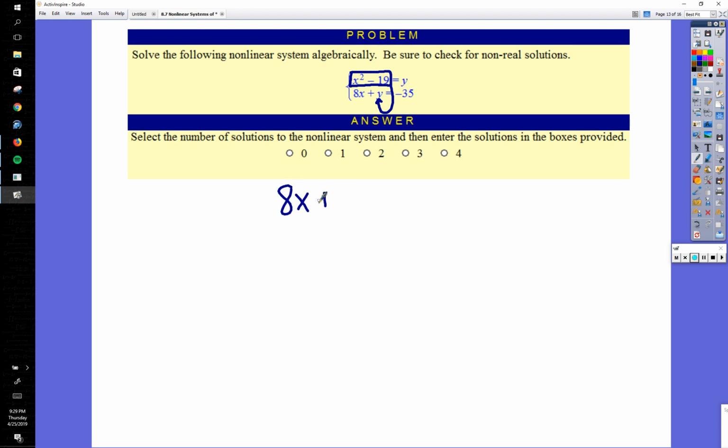So I got 8x plus, not y anymore, and I would encourage you to use bubbles. The reason is if this is a minus sign, we'd have to distribute. So keep that in your mind as well. And that's going to equal negative 35. So again, what I've done is I've taken the y value in the first equation and substituted in for the y into the second. Looks like a quadratic again. And so I clean it up a little bit.